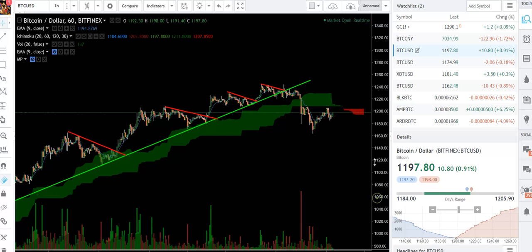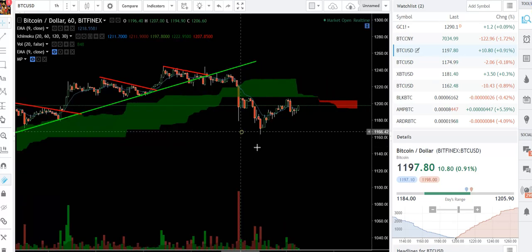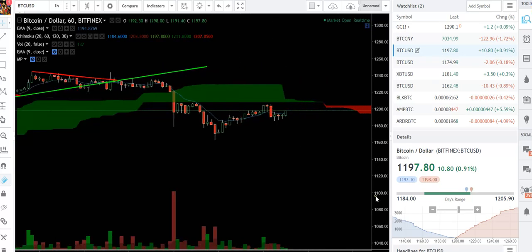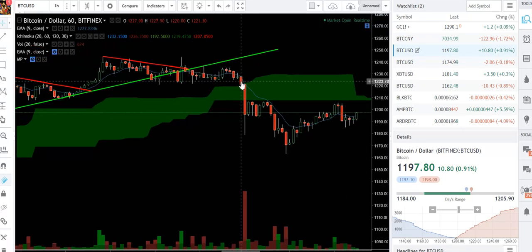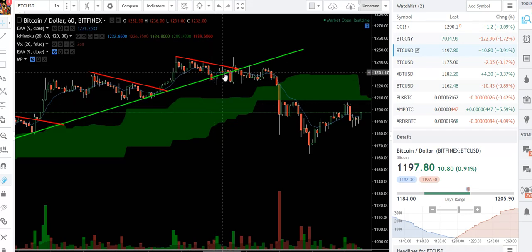And then as soon as we sold into the cloud for the first hour right here, this first hour that dumped into the cloud, this candle, that was a really good indication that, okay, this thing is breaking down and it's probably going to break down fast. Because now we broke our support trend.